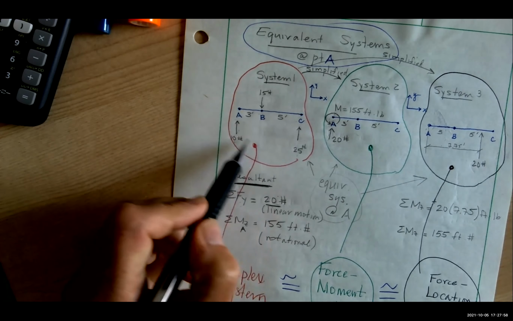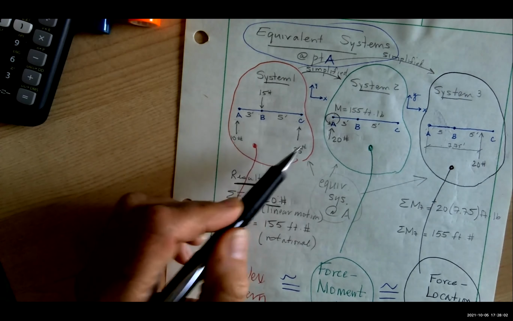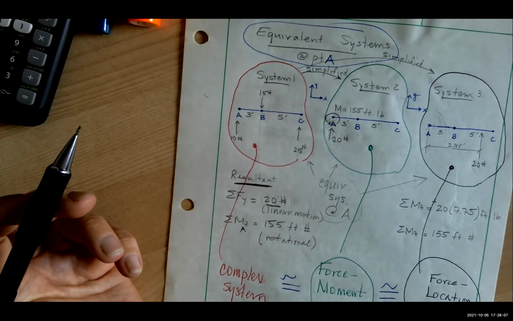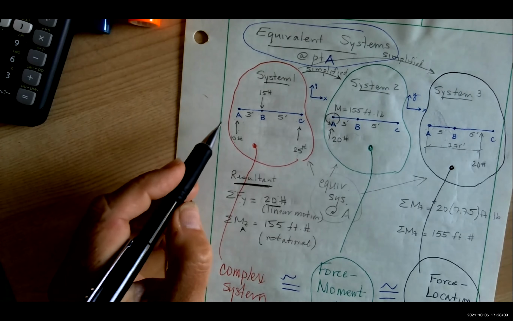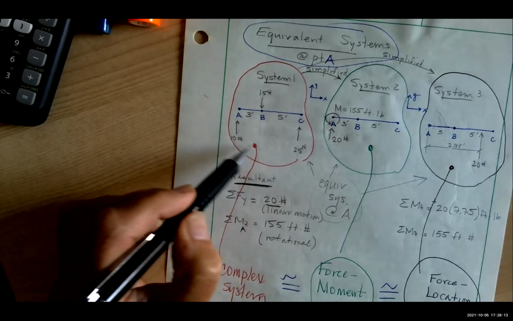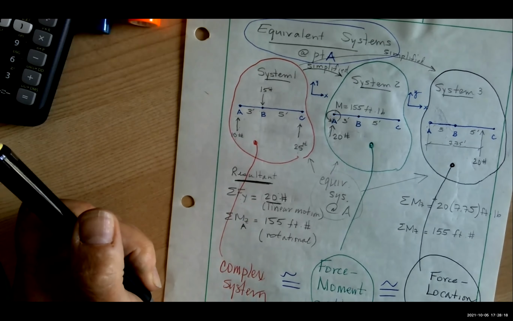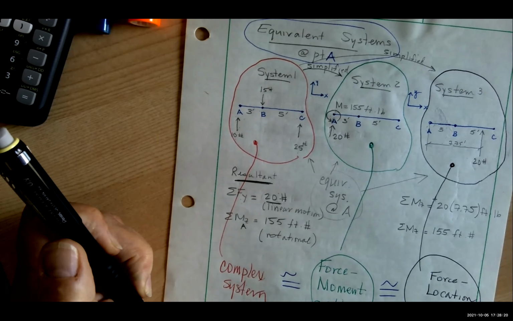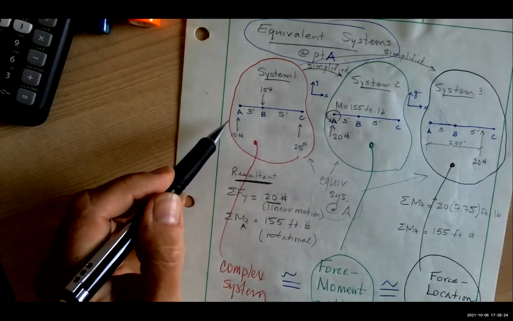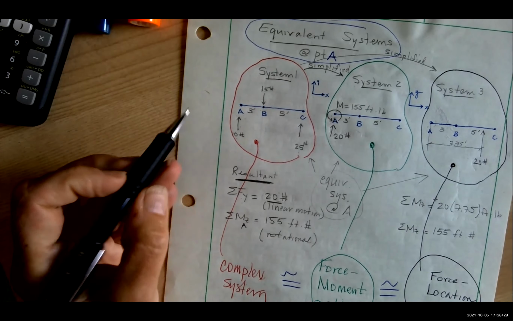If these were all couples, would I need to know the point I'm finding the moment about? Question again. If these were all couples, would I have to know the point I'm finding the moment about? And the answer is no. Right? No, because when there are a series of couples, all the forces are canceling out.